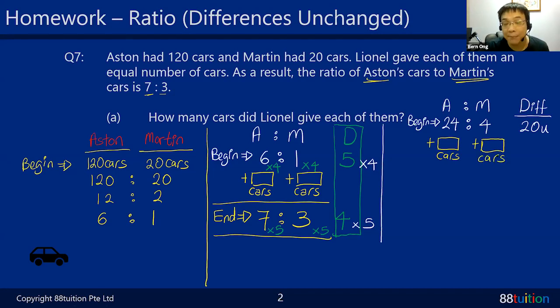All right. So you plus the same number of cars for each of them. Okay. And therefore, what happened?